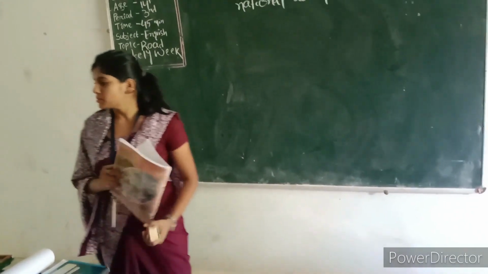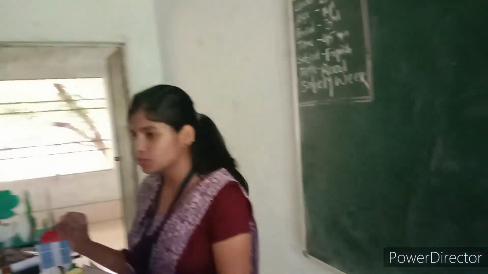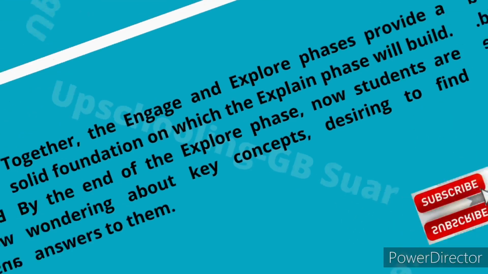Okay, let me divide your class into 6 groups. Each 2 tables will be 1 group. Okay. Together, the engage and explore phases provide a solid foundation on which the explain phase will build. By the end of the explore phase, students are wondering about key concepts, desiring to find answers to them.